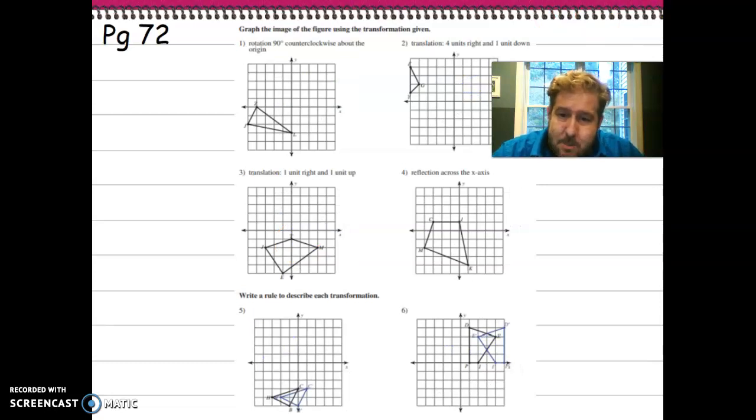All right, and then it's pretty much more practice of the same. Now, this does have translations and reflections and all the others, but you, of course, can watch the prior videos to see how to do pages 72 and 73.